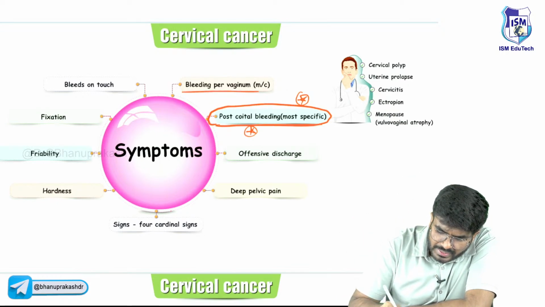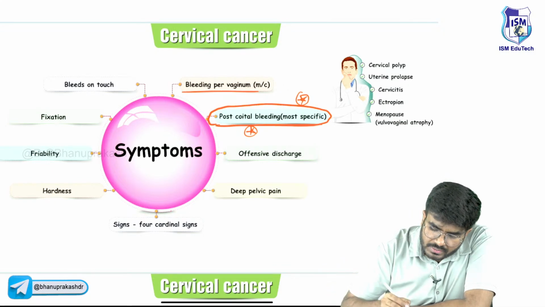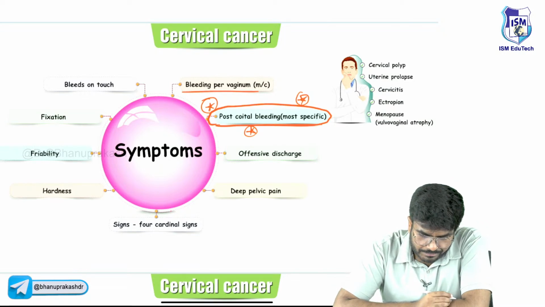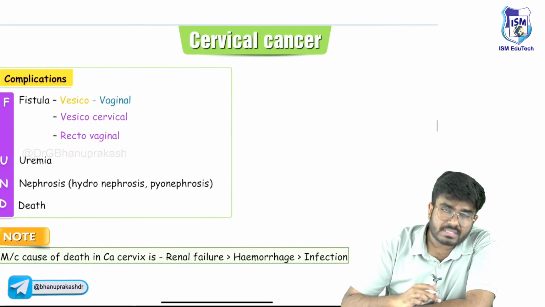There are other things, like bleeding per vaginum. There are many conditions in which there will be bleeding per vaginum, but the most specific is postcoital bleeding. Okay.